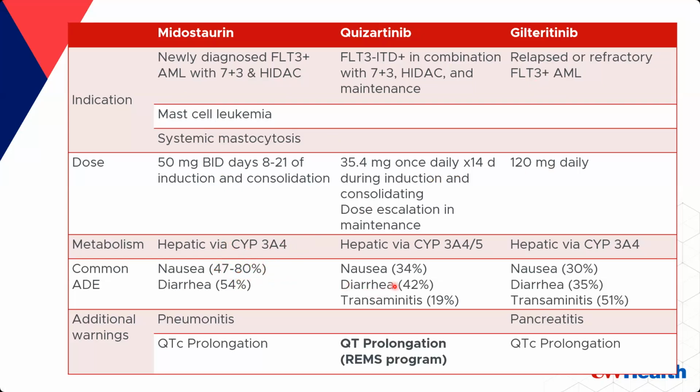With quizartinib, there is also a risk for nausea, diarrhea, and transaminitis, similar to gilteritinib, although the transaminitis risk with gilteritinib is higher. All three of these agents have the potential to cause QTc prolongation, with quizartinib having a much higher, significant risk for that. There is also a REMS program for QTc prolongation management. That's a call out with quizartinib.